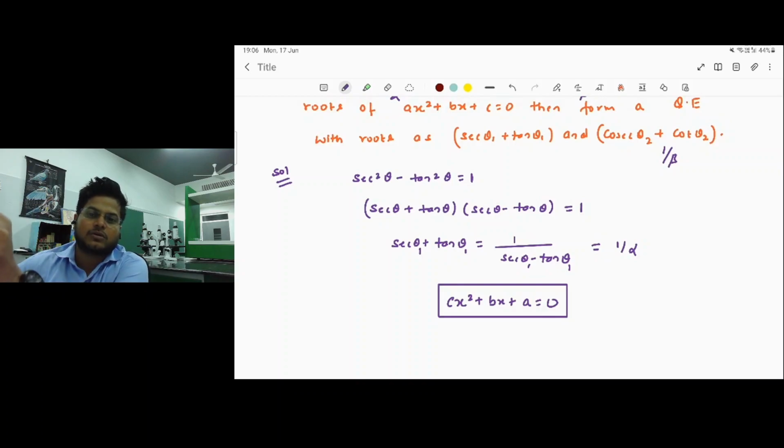Okay. So in short, we have to understand that sec theta plus tan theta and sec theta minus tan theta are reciprocal of each other. So if sec theta minus tan theta is alpha, then sec theta plus tan theta is going to be 1 by alpha. And in a similar pattern, if cosec theta minus cot theta is beta, then cosec theta plus cot theta is 1 by beta. Then tell me what is the quadratic equation having roots as 1 by alpha and 1 by beta. I'm sure that anyone who has listened to the lecture even half-heartedly could be in a position to answer this question, right? So let us see the next question.